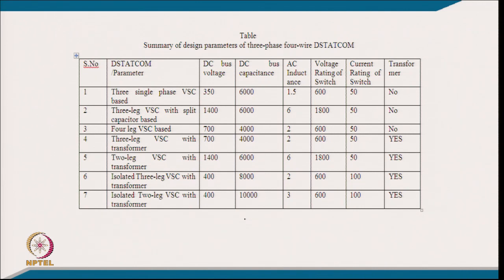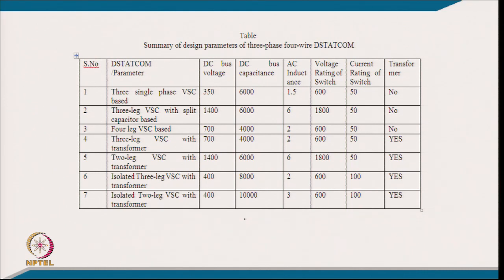And we talk about similarly the other ones, and similarly the three leg VSC with split capacitors, or you can call it the four leg VSC, that is important. So, you have a DC link voltage of 700 and a capacitance of 4000 microfarad, which reduces because the voltage is a little bit increased, and then you have an inductance of 2 millihenry and a voltage rating of 600 volt, and then 50 ampere.